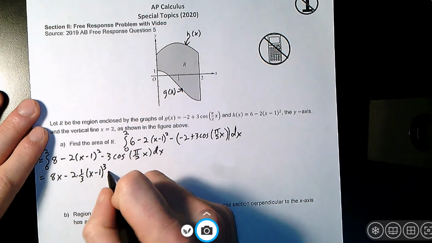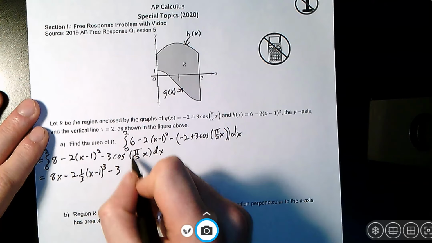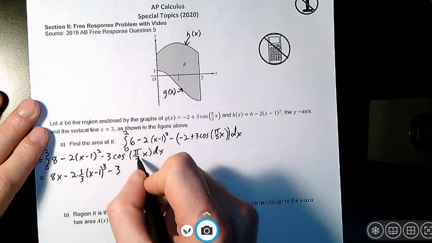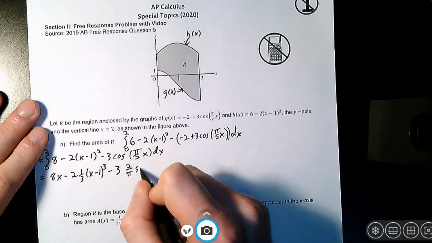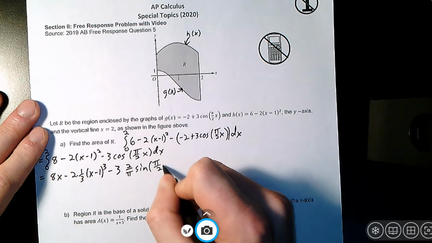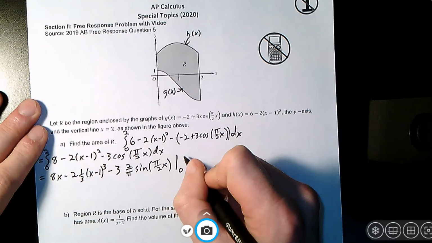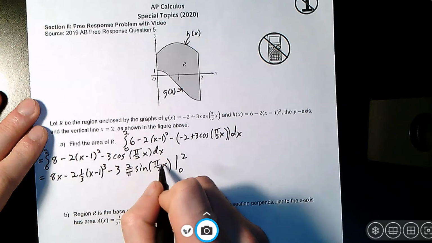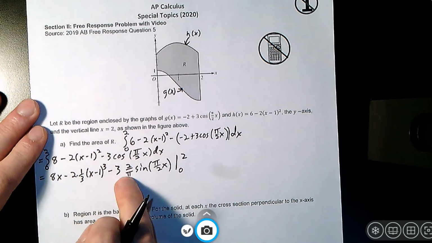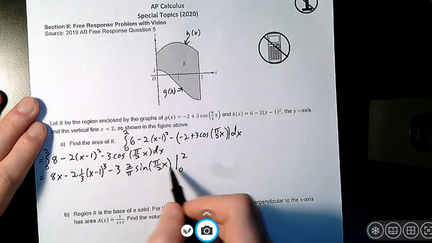Over on this one, I'm going to have the minus 3. The cosine is going to go to being a sine, but the chain rule tells me I'm going to end up with a 2 over pi to cancel with the derivative of the inside, times the sine of pi over 2 x. Don't forget about my vertical bar from 0 to 2 right here. Just checking that, the derivative of the inside would be the pi over 2, so indeed that will cancel with the 2 over pi to give me back what I'm looking for up here. Great. I've got my antiderivative.